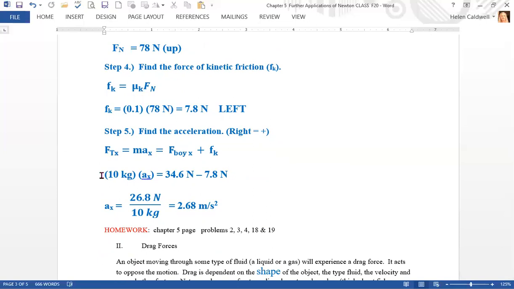So 34.6 minus 7.8 gives you 26.8. Divide both sides by 10, and you get 2.68 meters per second squared. How do I know that a newton divided by a kilogram is a meter per second squared? Because we're finding acceleration. And acceleration is measured in meters per second squared.